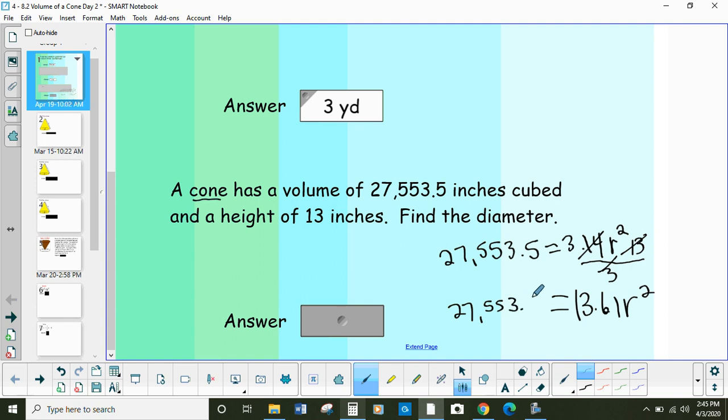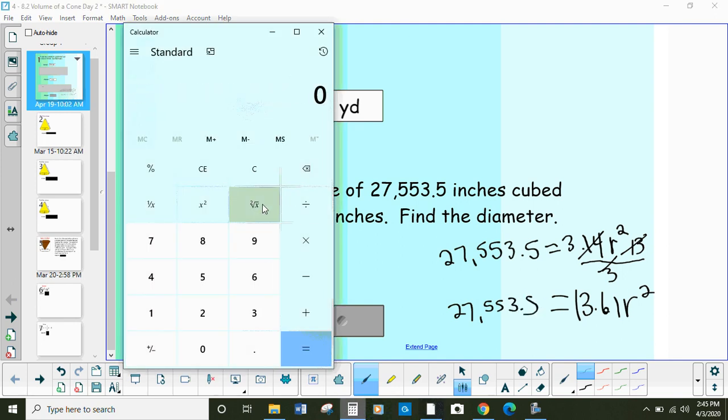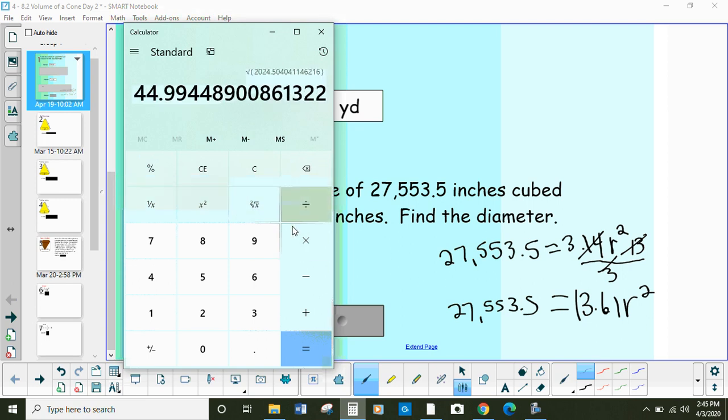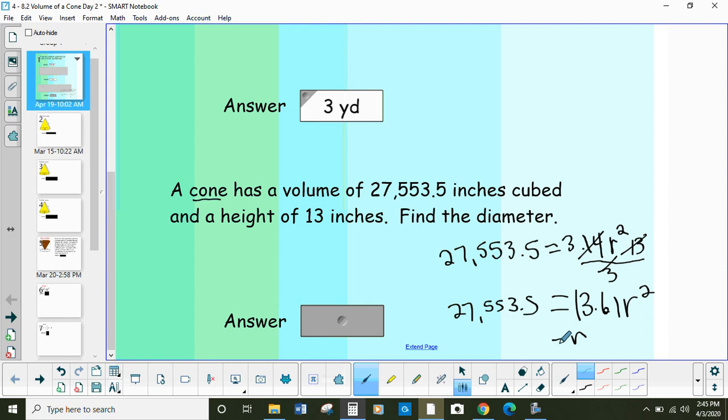Okay. So we would just grab our calculators here and we go 27553.5. Pause the video if I'm going too fast, you guys. Divided by 13 and 61 hundredths. And we get about that r squared. So that's how many squares, but I got to get r, so I take the square root of that. And that's about 45. So the radius is about 45, right? If I were to be technical, I'd write that approximate symbol. But diameter is times 2, so if I multiply that by 2, I get a diameter of 90 inches.